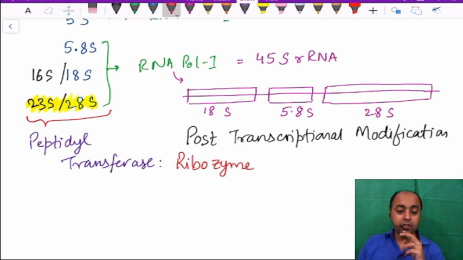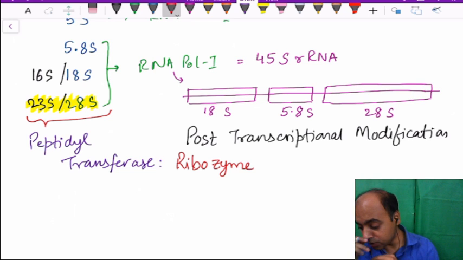The 23S or 28S ribosomal RNA have the catalytic activity, which is the peptidyl transferase. We'll see this enzyme in action when we are doing the protein translation. So remember, the 23S ribosomal RNA of prokaryotes or the 28S ribosomal RNA of eukaryotes function as peptidyl transferase, and therefore they are known as a ribozyme.